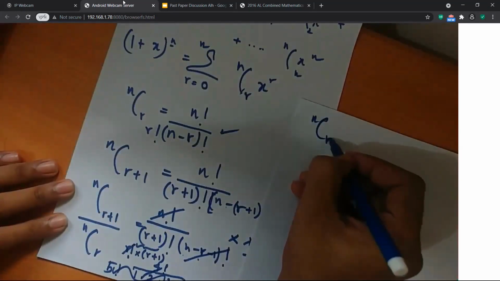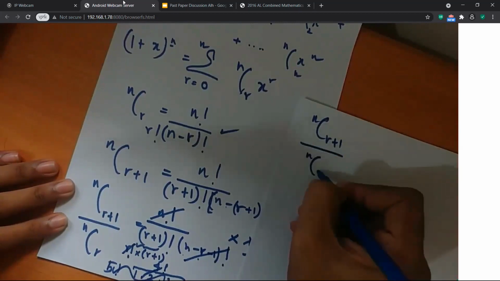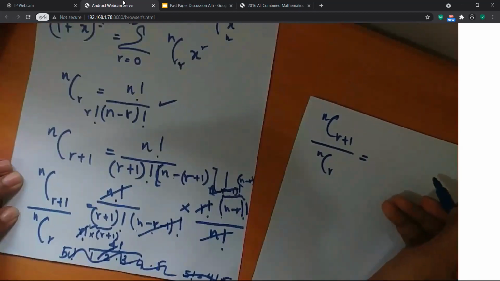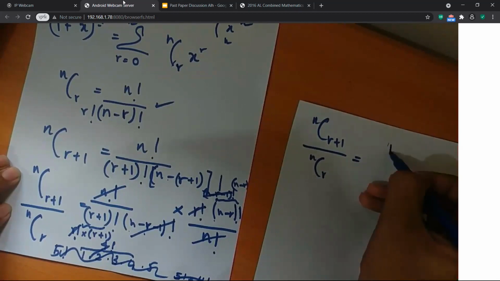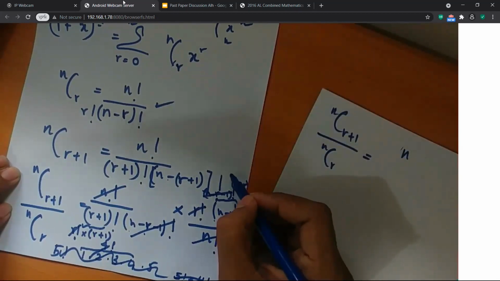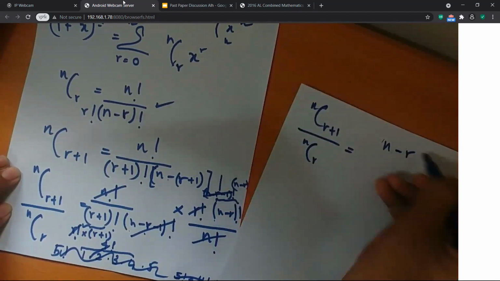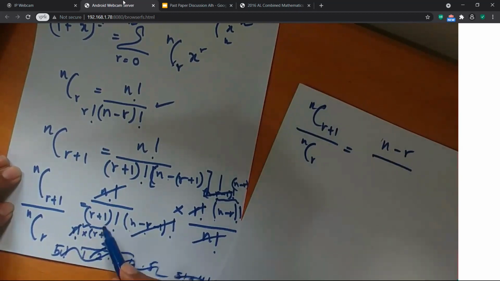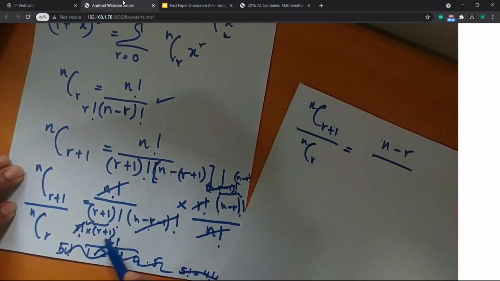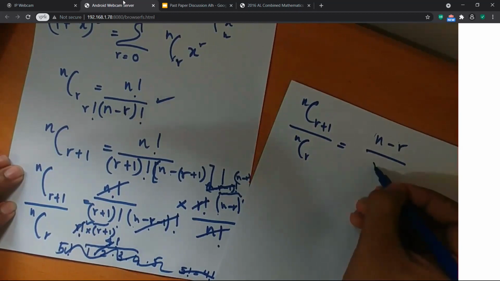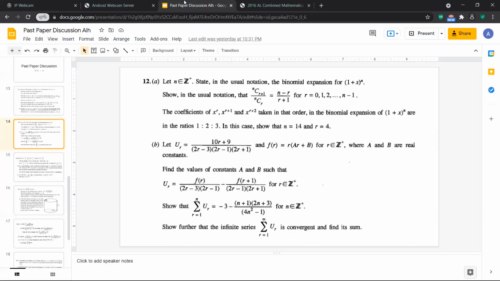nCr plus 1 over nCr can be written as what is remaining? n minus r. So this term on top, n minus r, divided by what is the term at the bottom? r plus 1. It's the answer we need. Right, n minus r over r plus 1.